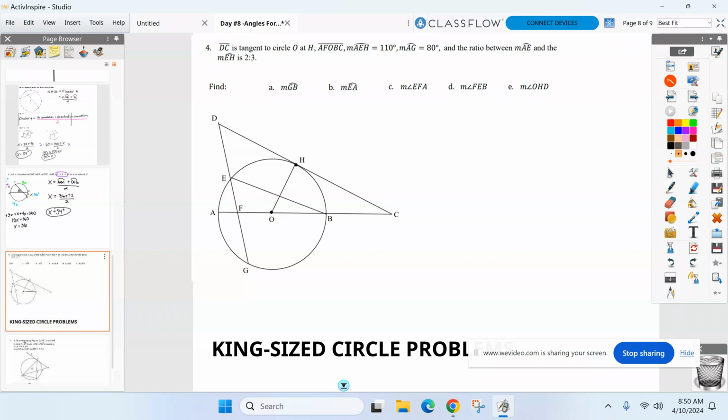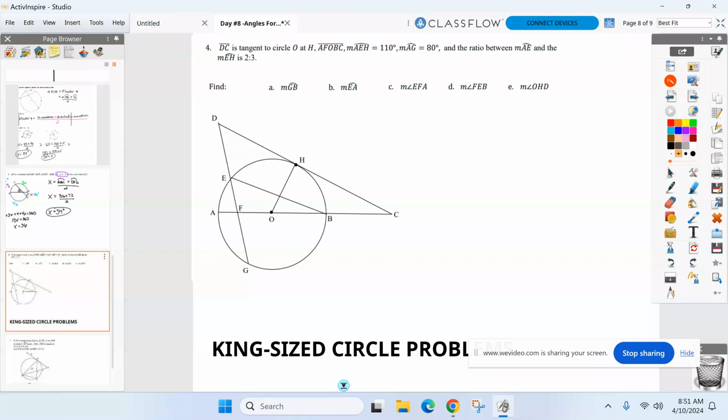And here's what I want you to do anytime you start tackling a king-size circle problem. Find every arc measure first. I do not care what parts A through whatever are asking you for. Don't even look at it. What I want you to do first to have the best success possible is find every arc measure you can, because I bet your success will be very high if you can do that. Don't look through A through E here. Who cares what they're asking for? Help me find all the arc measures first.